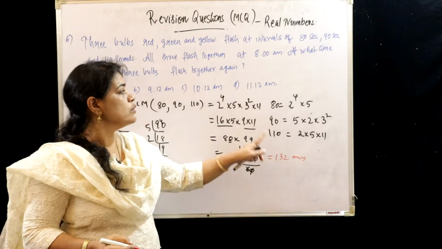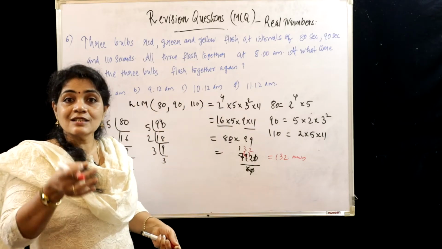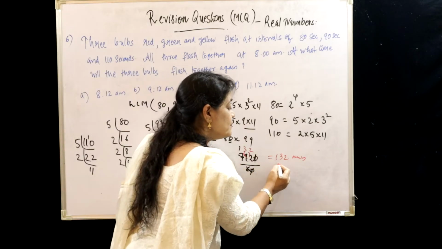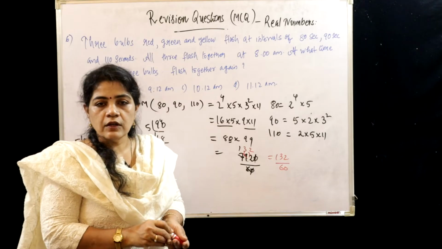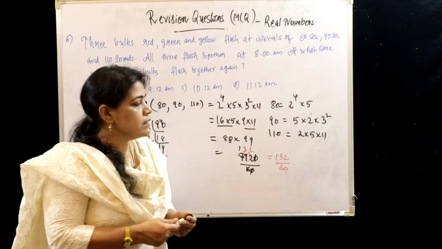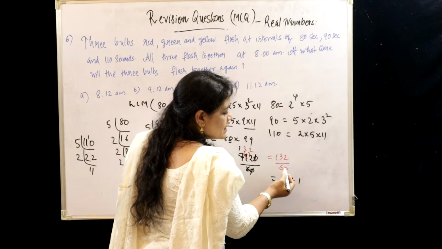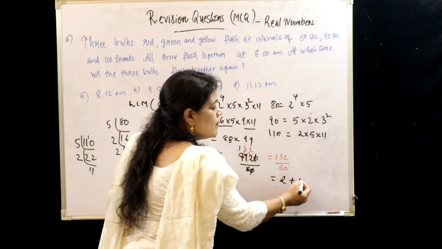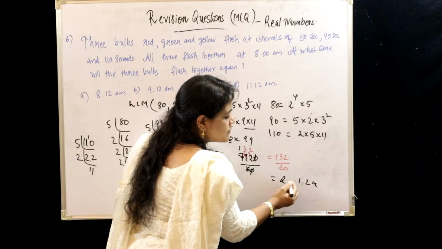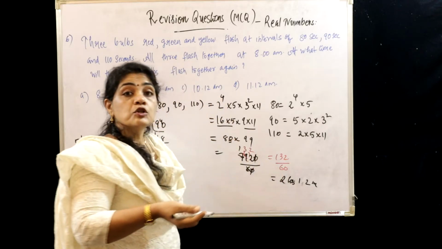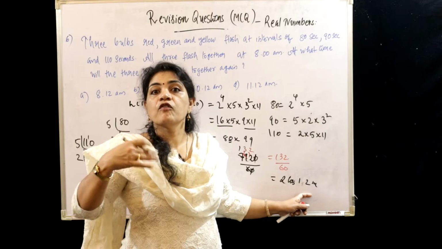But this 132 is also not there in the options, as it is in hours and minutes. So again you have to convert this minutes into hours by dividing with 60. 60 we know, 2 times is 120, that is 2 hours, plus what is left after 120, 12 minutes. So after 2 hours and 12 minutes, these 3 lights will flash together.